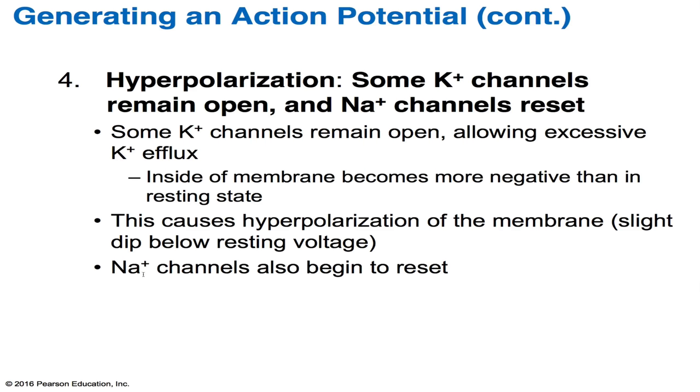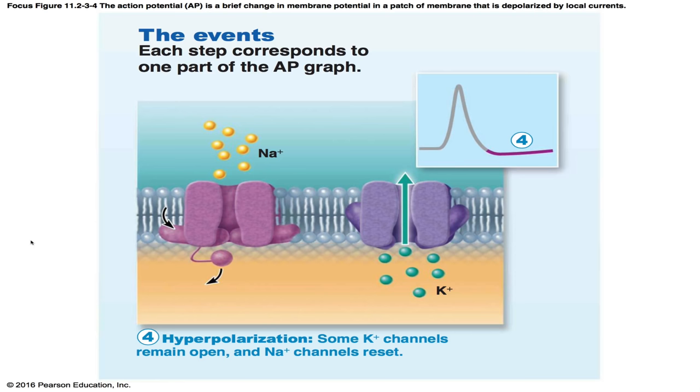At the same time, we also have sodium channels that are beginning to reset. So in this image here, you can see when you look at this graph that this is the resting membrane potential, but the voltage further drops below. So what happens is this: when you look at this voltage-gated sodium channel, the inactivation gate swings out of the way and the activation gate closes. At the same time, this voltage-gated potassium channel stays open, and because it's open, excess potassium is leaving, and this extra potassium that's leaving the cell is what's resulting in this hyperpolarization.